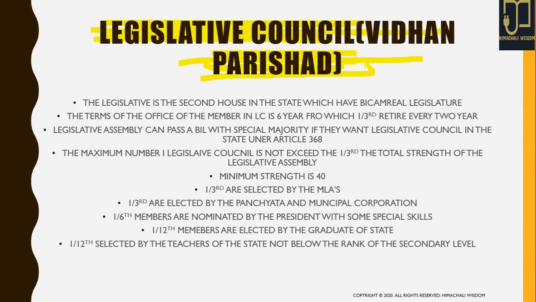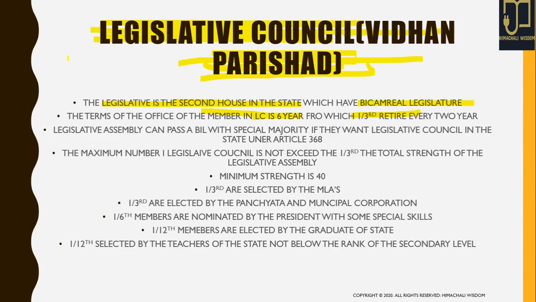So let's discuss how the legislative council is chosen. The legislative council is the second house of the state, and it is the permanent house of the state, and the legislative council works in the states which have a bicameral legislature. Just like in the Rajya Sabha, the tenure of a member of the Rajya Sabha is 6 years, and every 2 years, one third of these members retire. Similarly, the members of the legislative council also have a tenure of 6 years at the state level, and one third of them retire every 2 years. So the legislative council and the Rajya Sabha work almost the same.